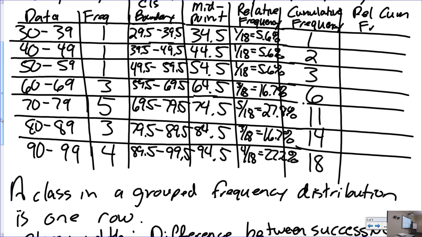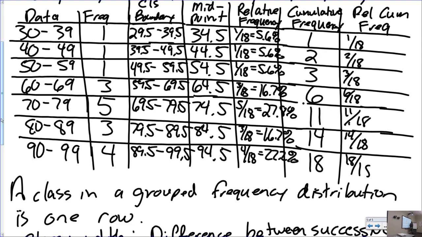Relative cumulative frequency. If it's relative cumulative, what are we going to do with every one of those cumulative numbers? Divide them by 18. Exactly. So 1 18th, 2 18ths, 3 18ths, 6 18ths, 11 18ths, 14 18ths, and 18 18ths. And again, you are more than welcome to convert all of those into a percentage like you did for relative frequency as well. It's perfectly okay.